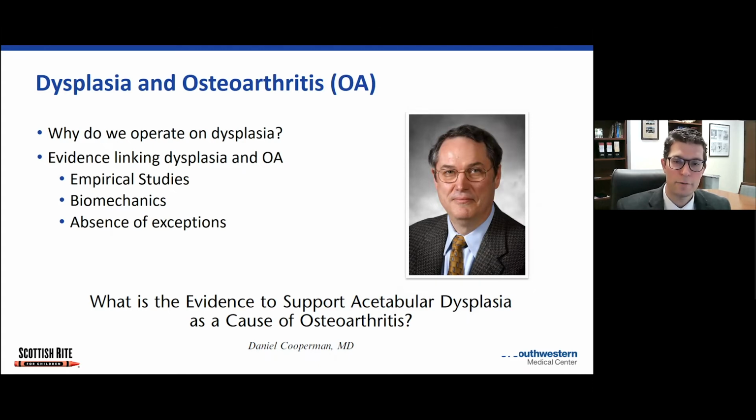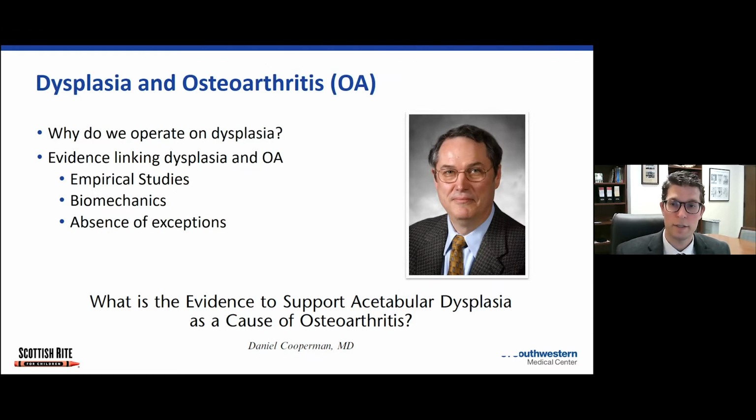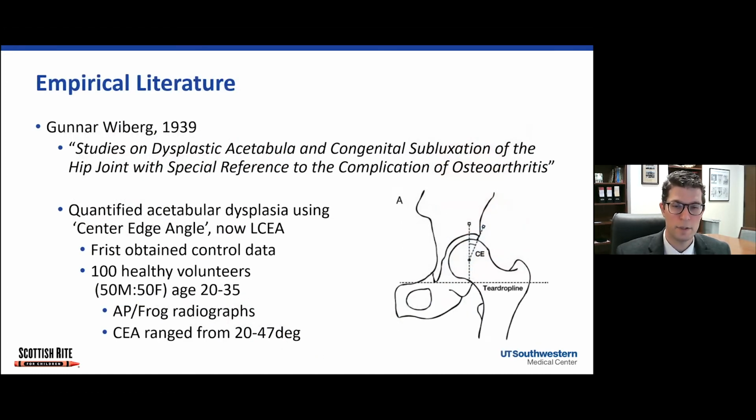And one of my mentors from residency, Dan Cooperman, actually wrote a really neat paper where he put together and aggregated all of the evidence linking dysplasia with early osteoarthritis. And he broke it down into kind of 3 categories. There's the empirical studies that link those 2 conditions, the biomechanical principles that explain why we would see early degeneration of the hip, and then the absence of exceptions to the rule, to the evidence linking dysplasia and osteoarthritis. So let's start briefly diving into some of the empirical studies, because I think this helps explain why we care so much about this concept.